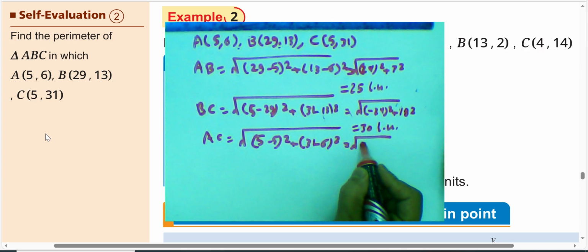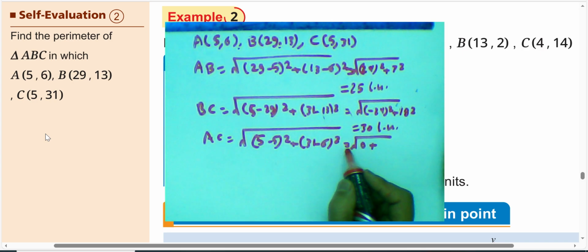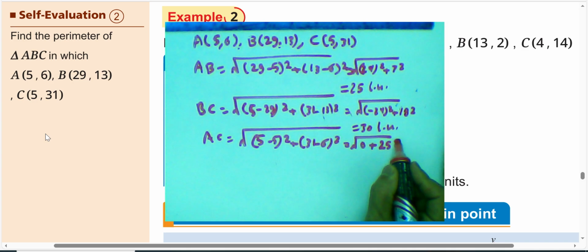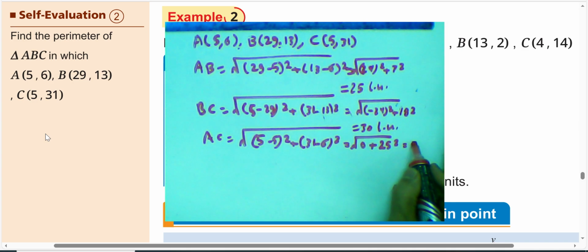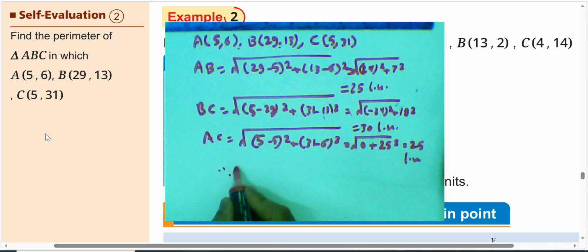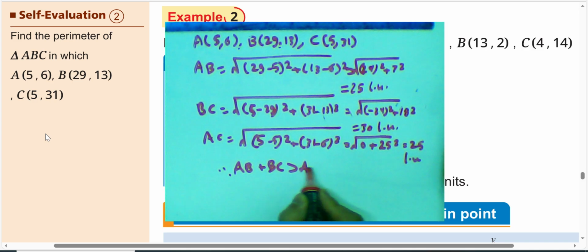So 5 minus 5 is 0, and 31 minus 6 is 25. The result will be 25 power 2. Then the length will be the square root of 25 power 2, which is 25 length units. We know that in a triangle, the sum of any two sides is greater than the third: AB plus BC is greater than AC.